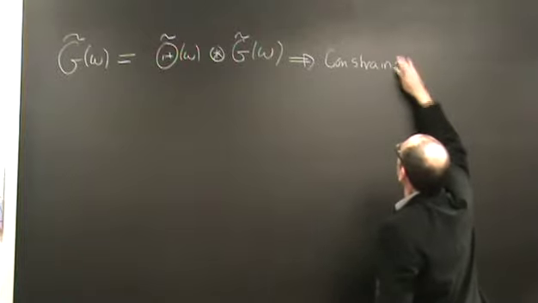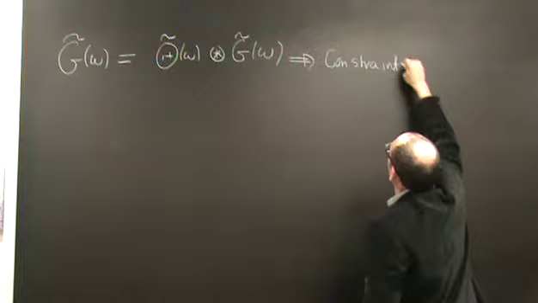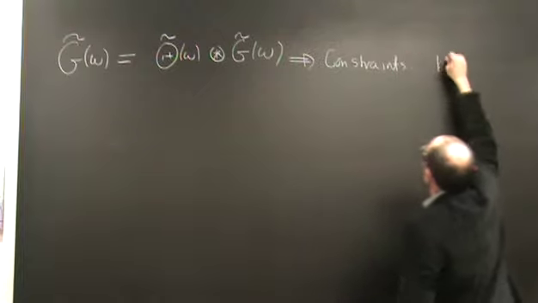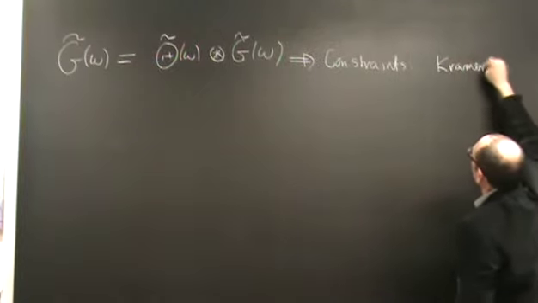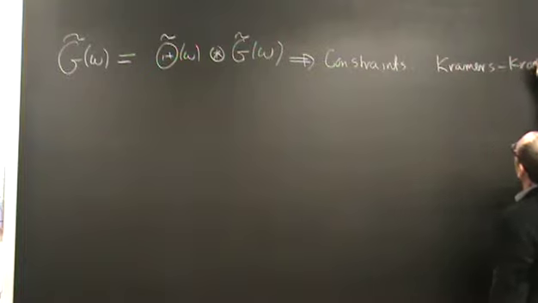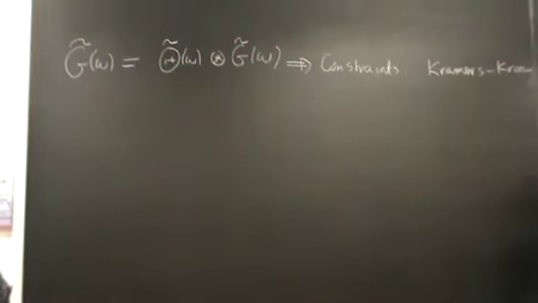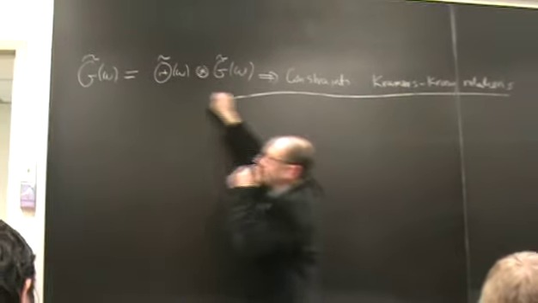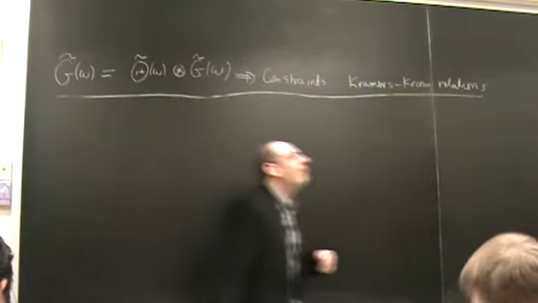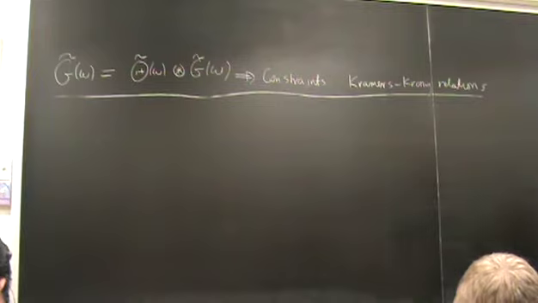And this puts constraints that are known as the Kramers-Kronig relations. And it's what we want to study in the context of material response. But it's more than just electromagnetism.